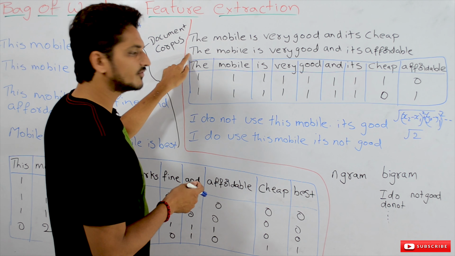"This mobile" is considered as one more word. "Mobile is" is considered as one more word. "Is good" is considered as one more word. Like that, "I do not"... "not good" is also considered as one word. So it will take single words, and it will take combinations of two words.